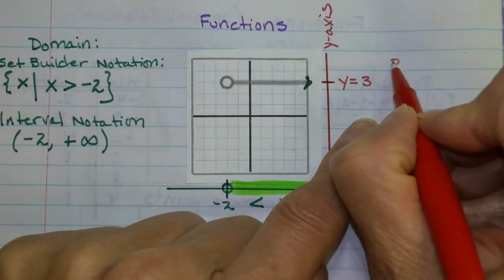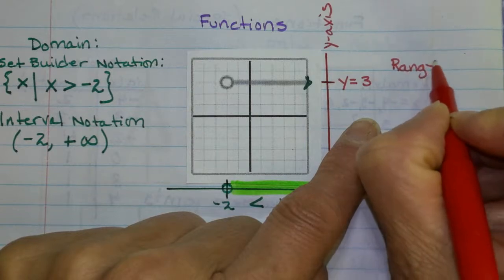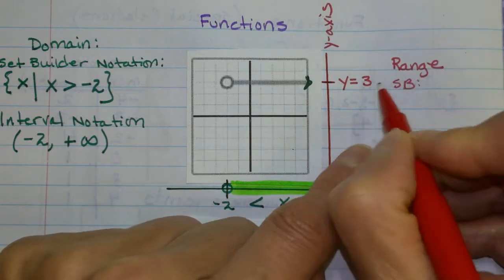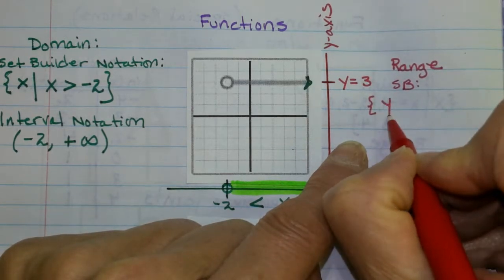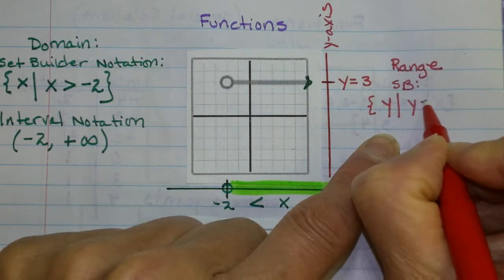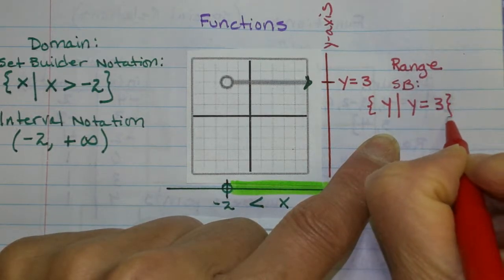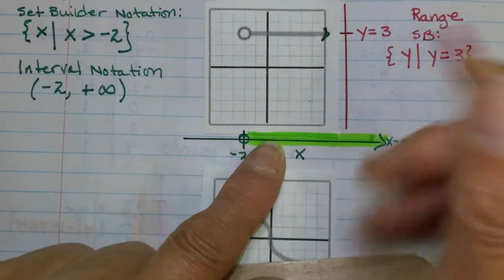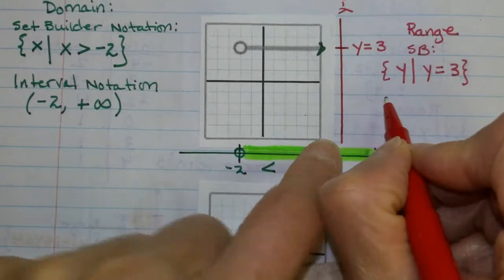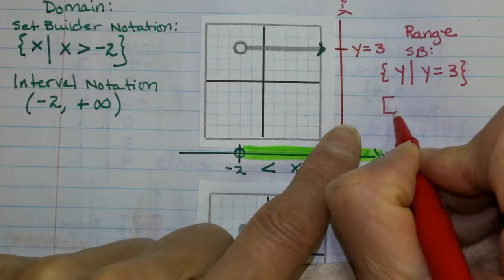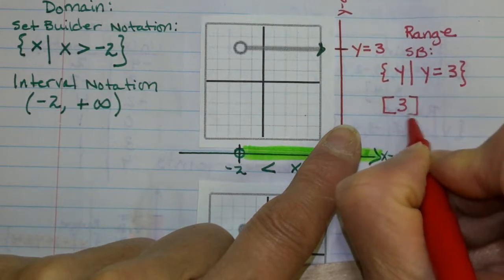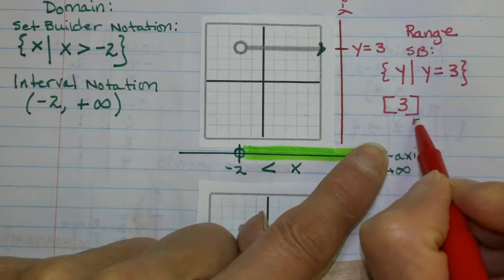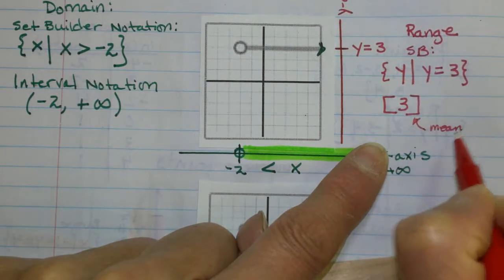So if I'm going to write my range, and if I'm going to put it in set builder notation, which I'll abbreviate SB, I'm going to say it's a set of y such that y is 3. So if I'm going to put this in interval notation, I would say that my y is simply 3. So notice how this here is a bracket. This bracket means can equal.